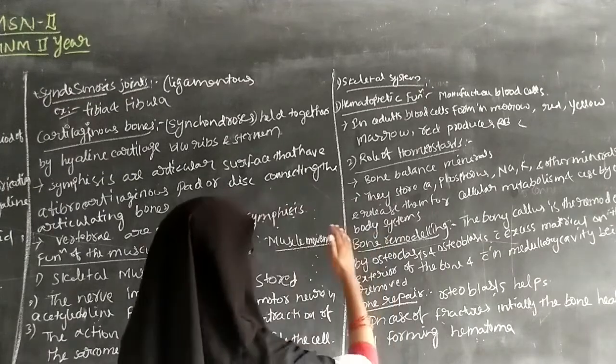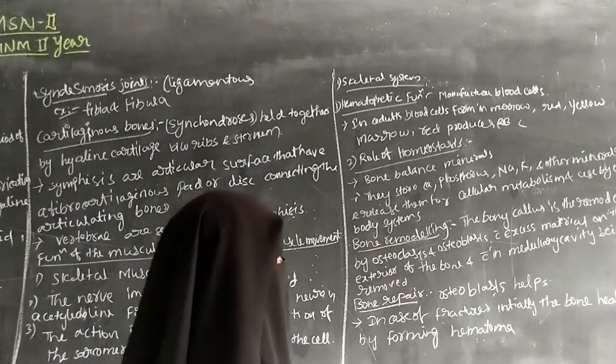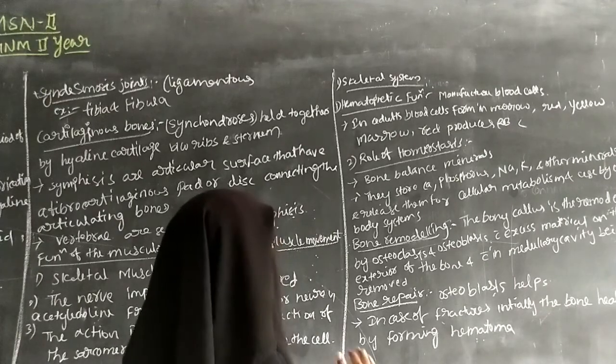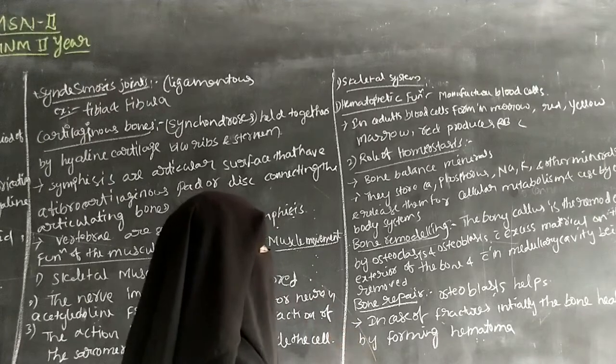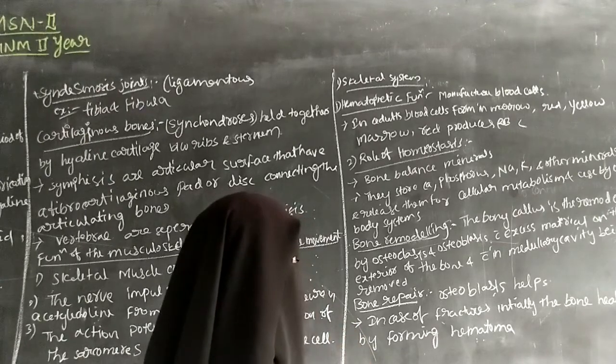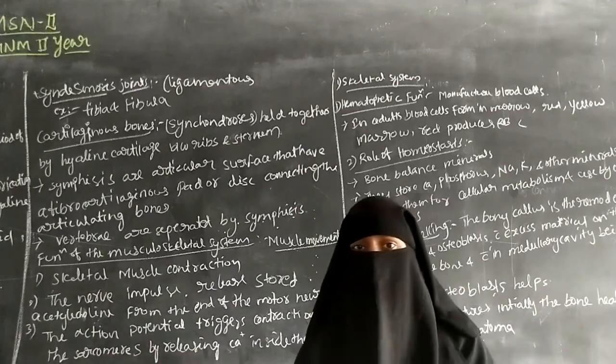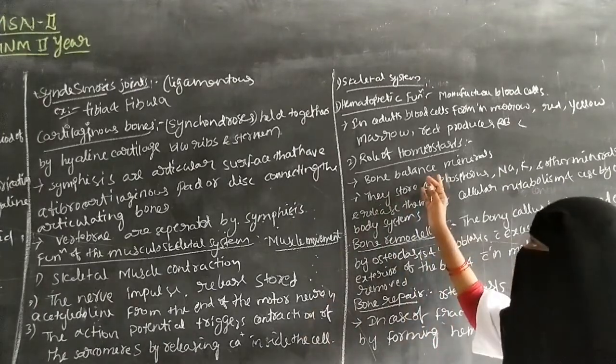And next one is the role of homeostasis. Homeostasis is nothing but equilibrium. So in the role of homeostasis, bone balances minerals. The minerals can be balanced by the bone.